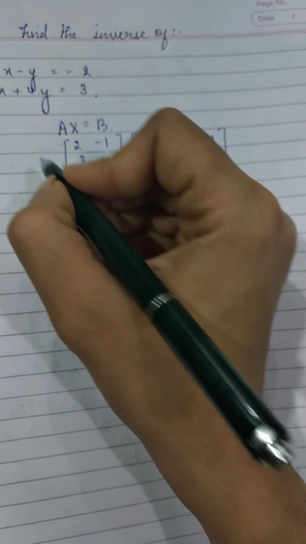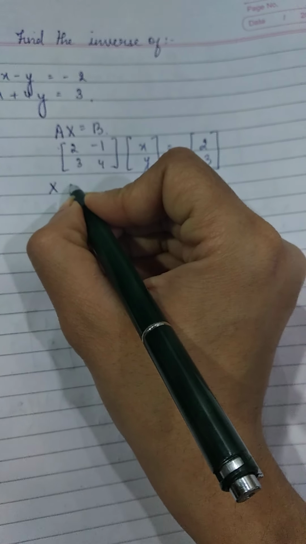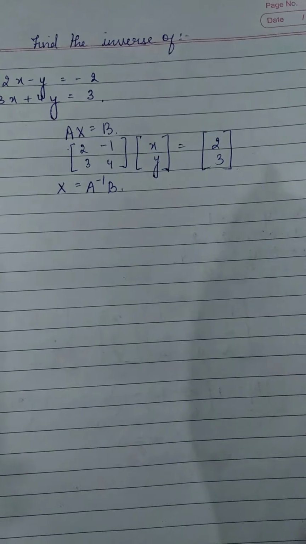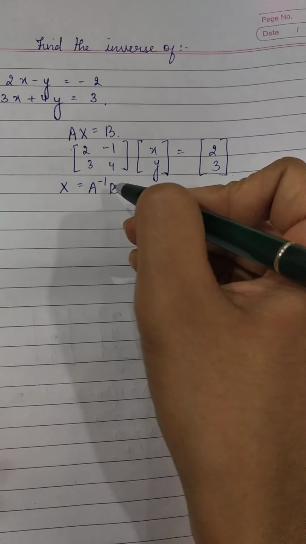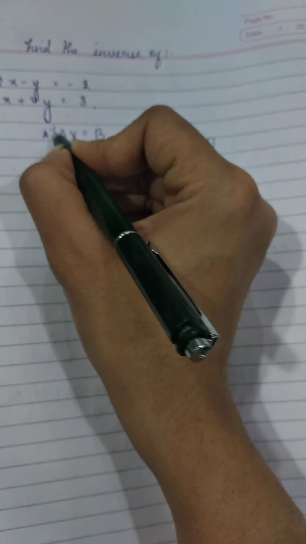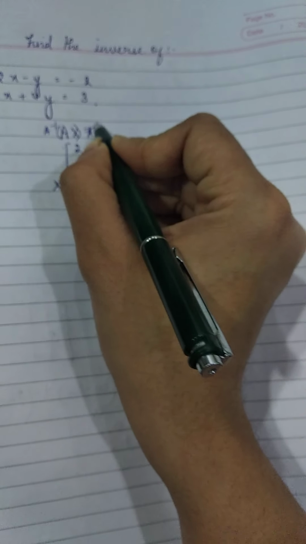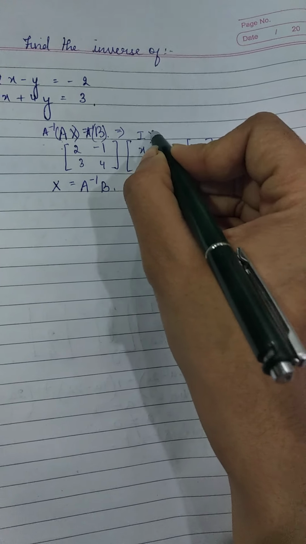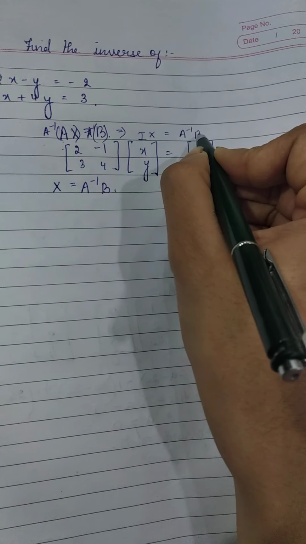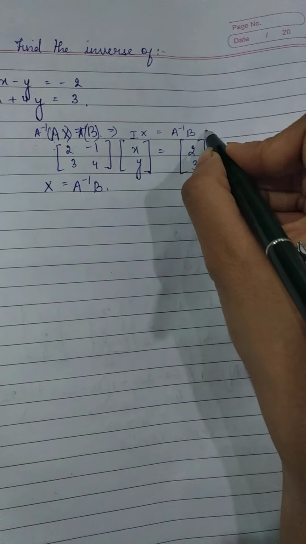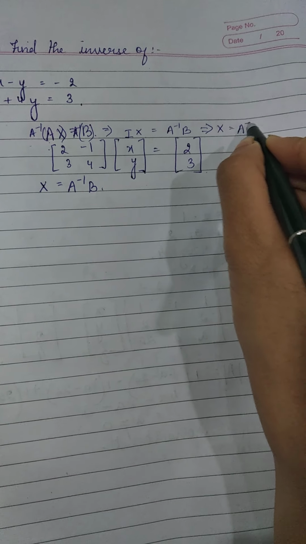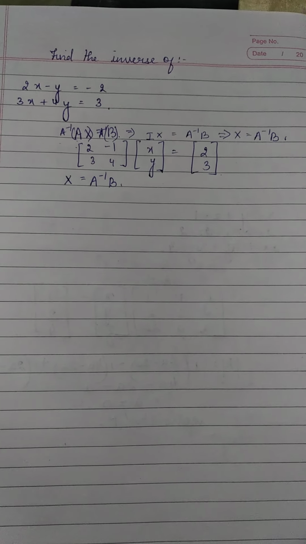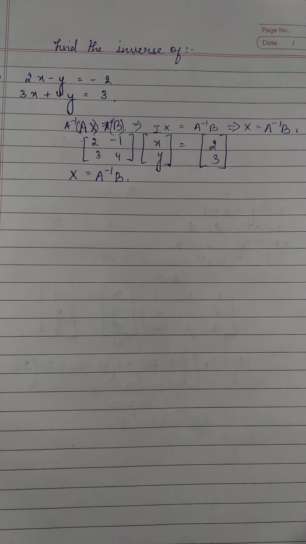Now, how can we find the value of X? By establishing this relation: X is equal to A inverse B. And how is this possible? If I pre-multiply AX equals B with A inverse, what do I get? A inverse A into X, that is IX, is equal to A inverse B. And an identity matrix into any matrix gives us the matrix itself. So X is equal to A inverse B. We will memorize this expression to find the solution using the matrix method.